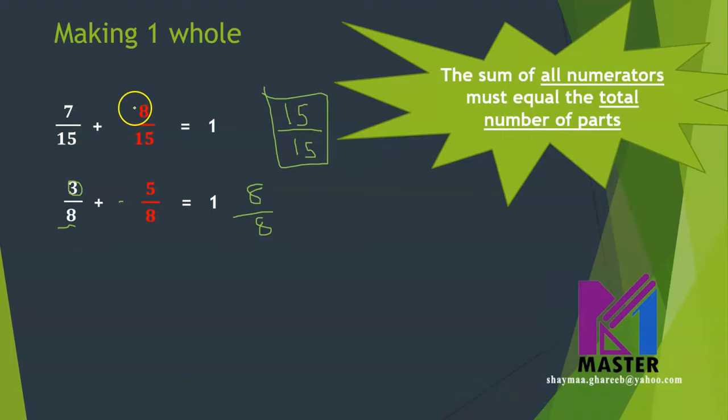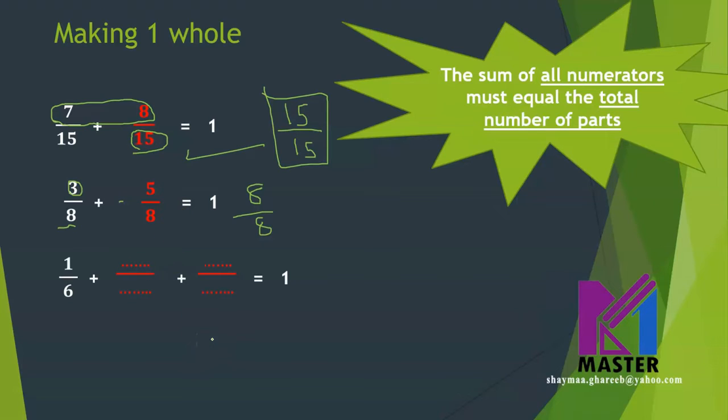Okay, so let's check this rule. 8 plus 7, 15. So the sum of all the numerators must equal the number in the denominator, which is the number of the total parts. So 7 plus 8 equals 15. Yes, so that's correct.